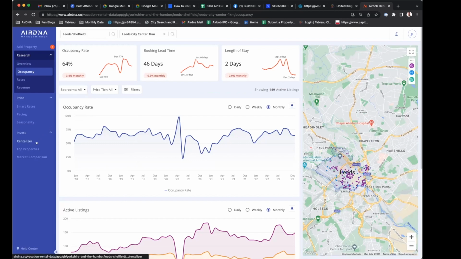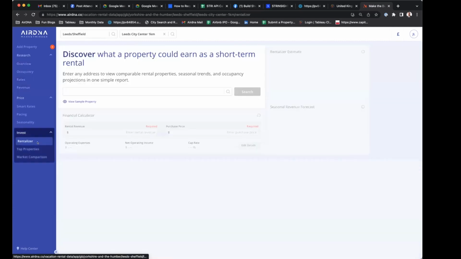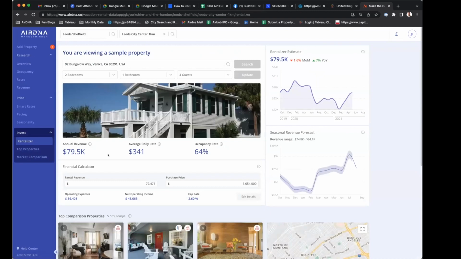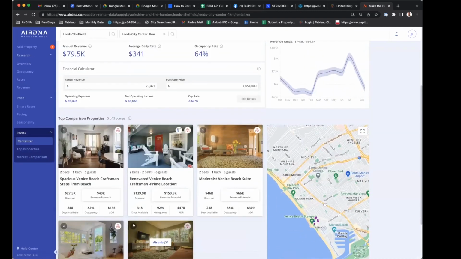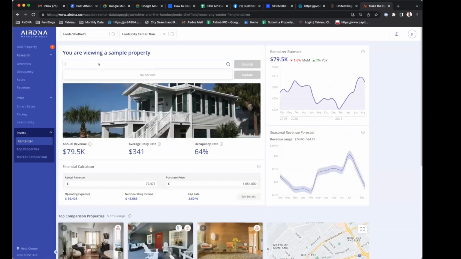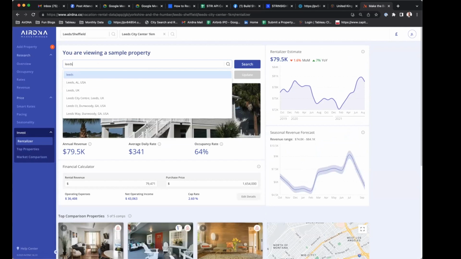Yeah. So what I would start with is our Rentalizer tool, and there you're going to actually put in the exact address of that property. And it's going to pull back comparison properties. So let's say you said it was a 3-bedroom, 3-bath in Leeds. And maybe it'll work.